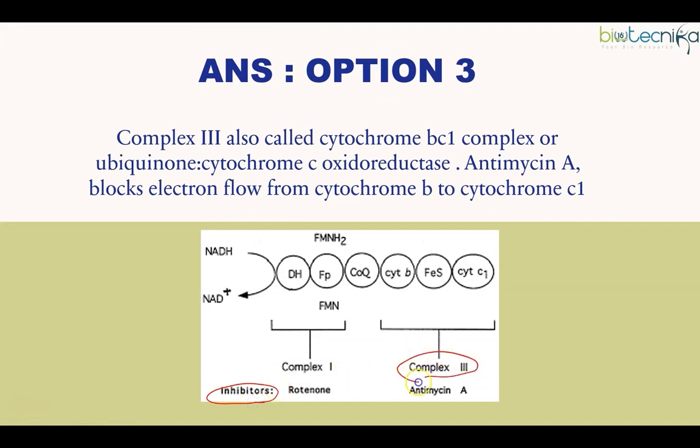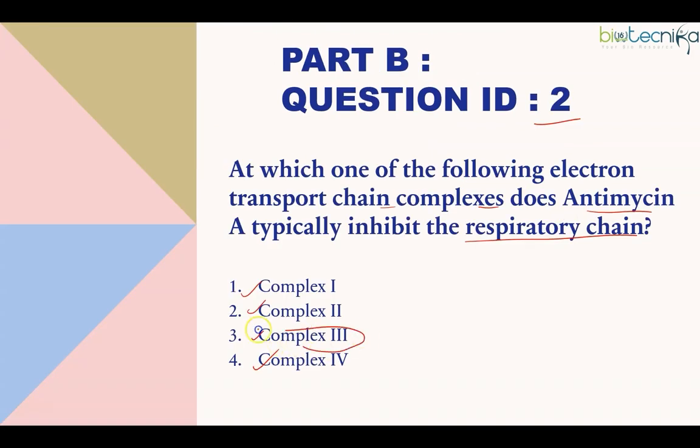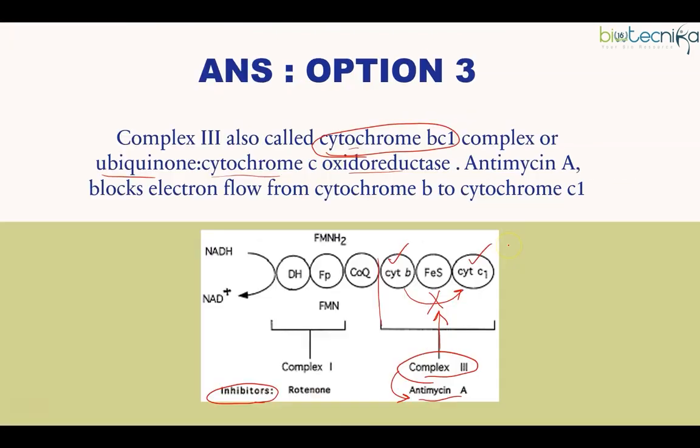Complex 3 is specifically inhibited by antimycin A. It's also called the cytochrome BC1 complex because in this complex you have cytochrome B and cytochrome C1 molecules, but it is also called ubiquinone cytochrome oxidoreductase. Now antimycin particularly blocks the electron flow from cytochrome B to C1. And if the electron flow is not there, then the entire respiratory chain will be inhibited. So here the correct option would be option 3, that is complex 3.